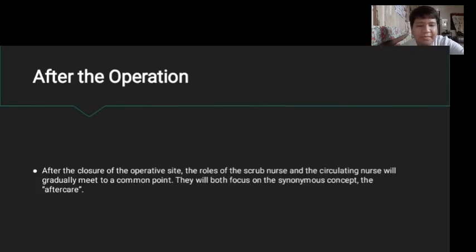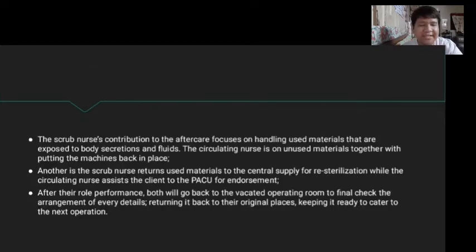So after the operation, after the closure or finish of the surgery, the scrub and circulating nurse will gradually meet at a common point. They will both focus on the concept of aftercare of the materials. The scrub nurse will clean the materials, the scissors, and wash them. The secretions and fluids on the sterile table are the scrub nurse's responsibility, together with putting the machines back in place, since she knows where they belong. And then for the sterilization items, the circulating nurse will just assist her.